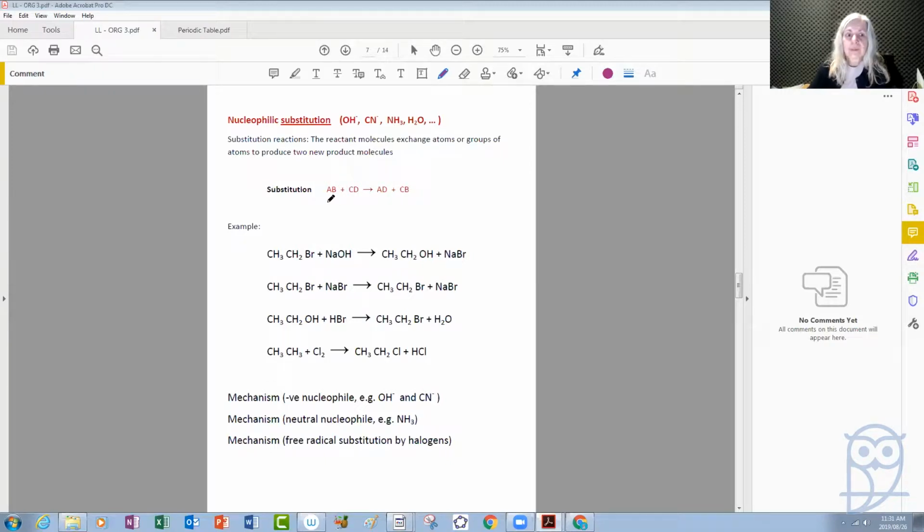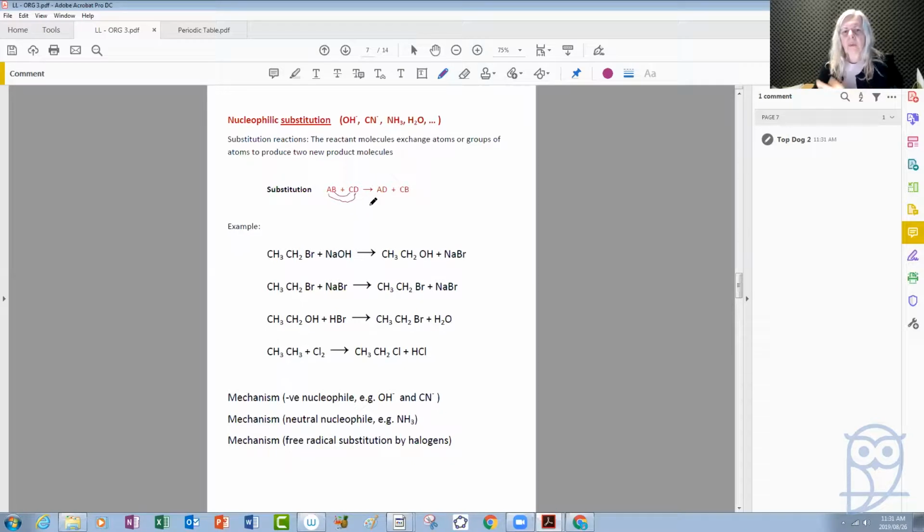it can be understood. Two reactants A, B, and C, D, if they react together, exchange parts, and the result is two new products. They have exchanged molecules, or atoms or groups of atoms.